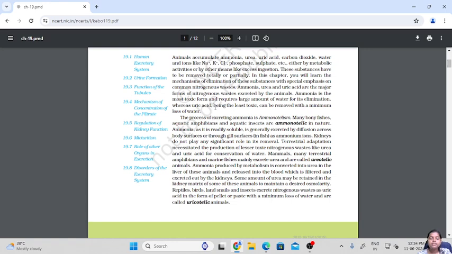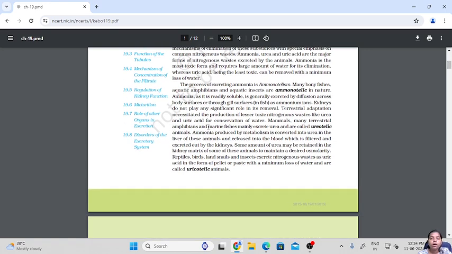So ammonia is the most toxic form and it requires a large amount of water for its elimination. Whereas uric acid, being the least toxic as compared to ammonia, can be removed with a minimum loss of water. So the process of excreting ammonia from the body is called ammonotelism. That includes many bony fishes, aquatic amphibians and aquatic insects. They are ammonotelic in nature.